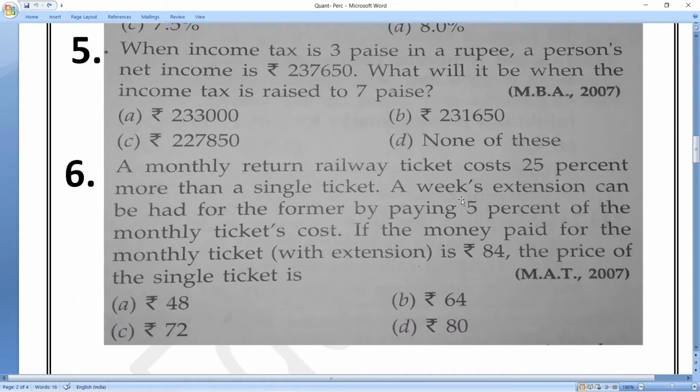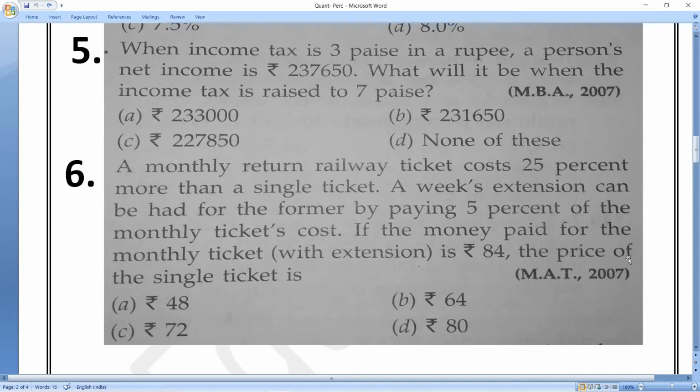A monthly return railway ticket costs 25% more than a single ticket. So the cost of a monthly ticket is 25% more than a single ticket. Now a week's extension can be had for the former by paying 5% of the monthly ticket's cost. Former means monthly ticket. So the monthly ticket can be extended by a week by paying 5% of the monthly ticket's cost. If the money paid for the monthly ticket with extension is 84, so suppose a person is paying 84 rupees, which includes the one week's extension and the price of the monthly ticket, what is the price of the single ticket?